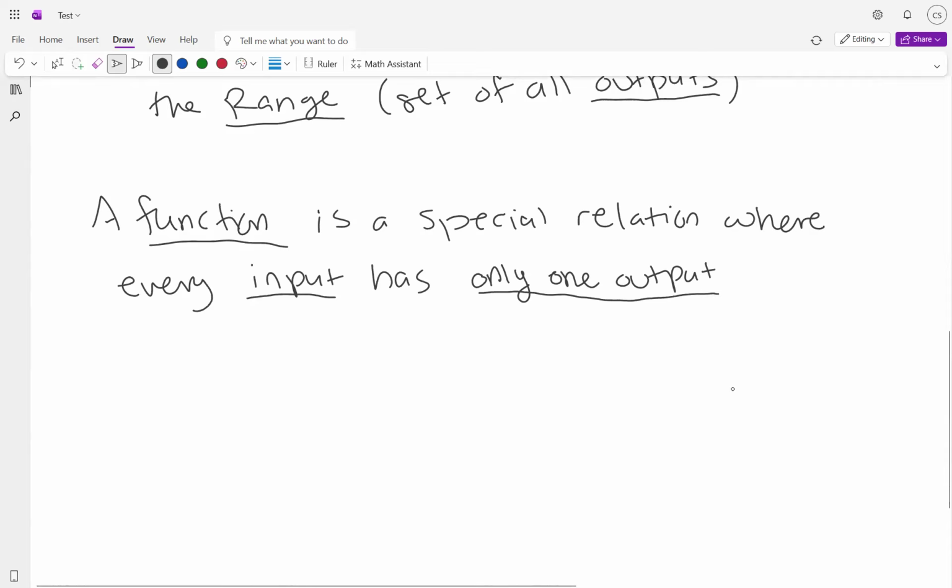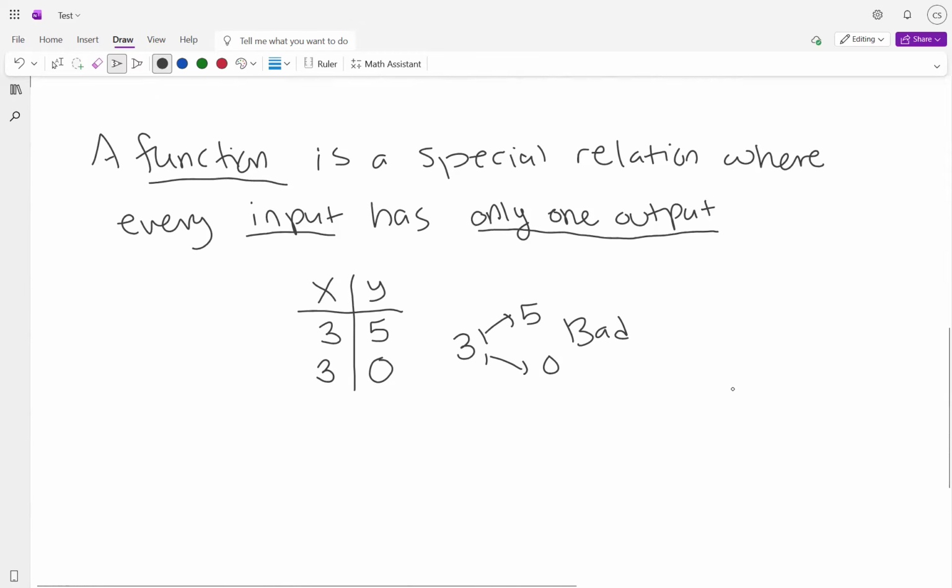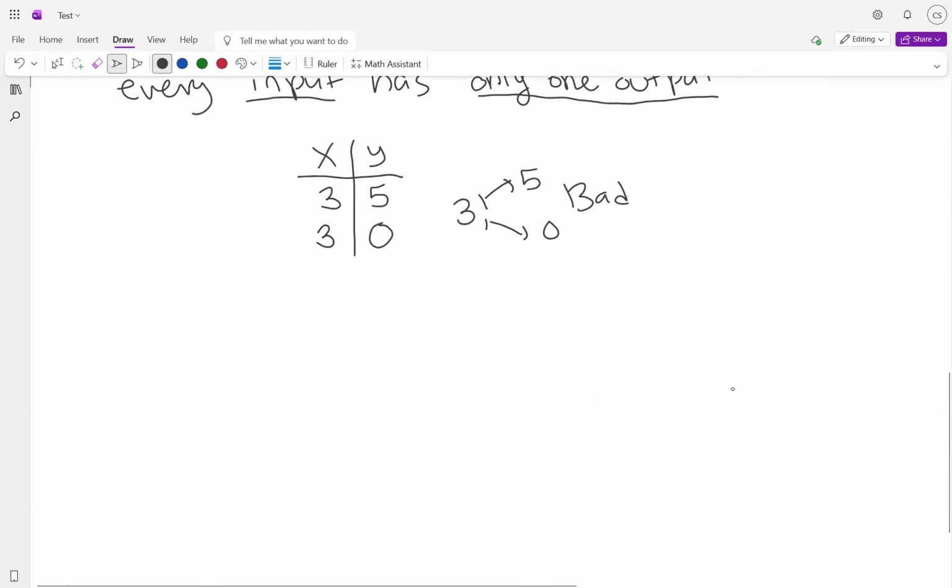So that's important. And so what this means is, let's say I have the x value 3, and I'm going to send that to 5. I can't then have 3 again and send it to 0. See here, now our 3 is getting sent to 5 and 0. So we have one input of a 3 going to more than one output. So this is bad.